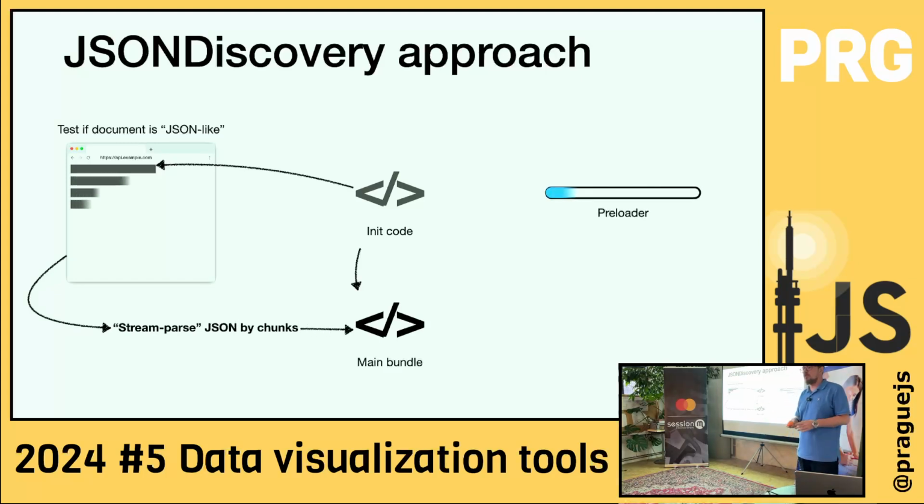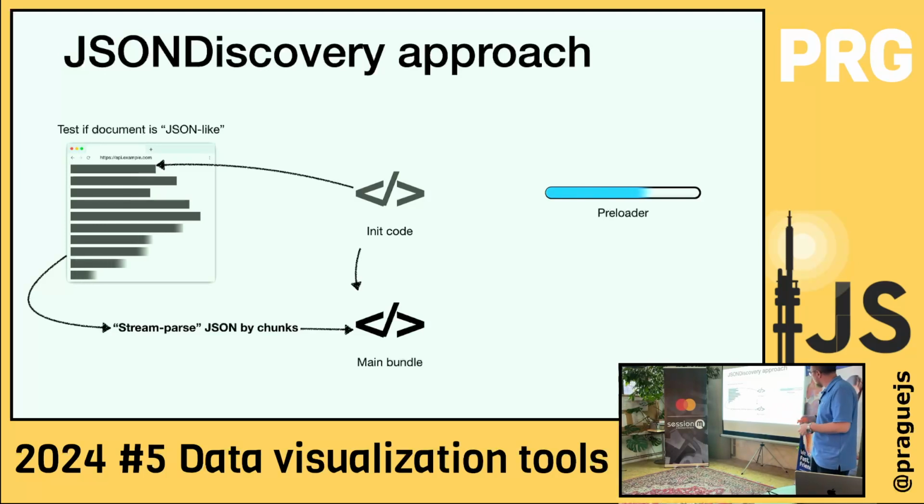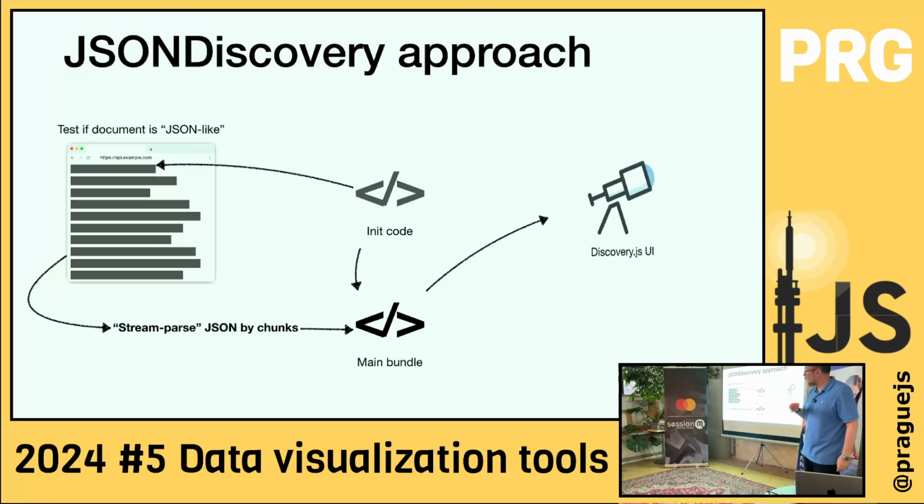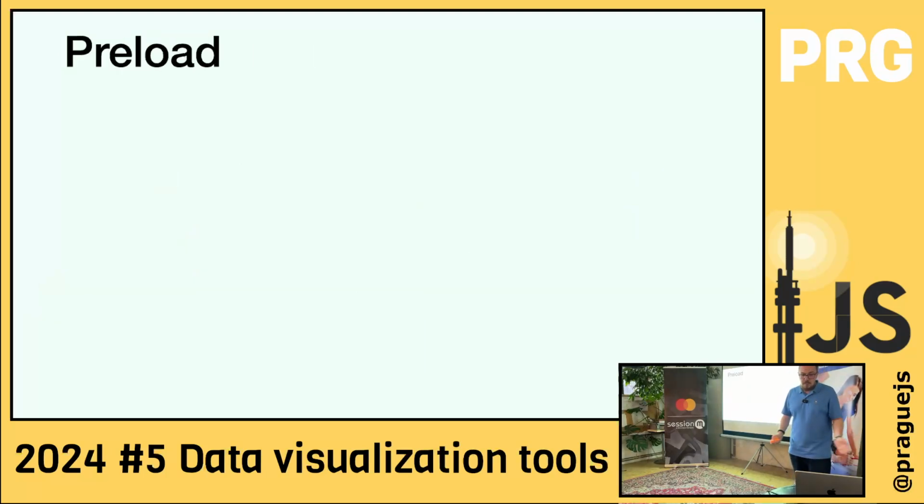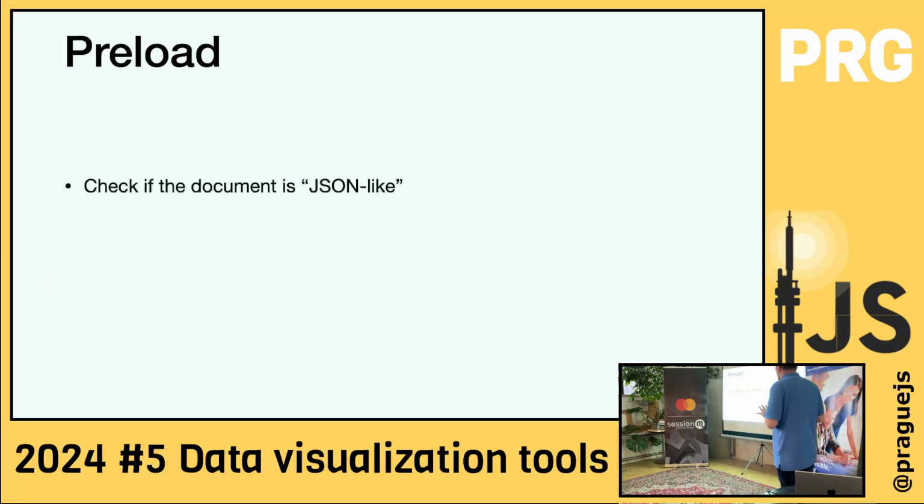Then the document starts loading, and we stream parse it, so we don't wait until the document is fully loaded. Once chunks of data come, we parse them and show the user the preloader, so the user is aware that something is happening and the page is responsive. We're not really hanging. Once loading is done, we show the discovery.js user interface, which I will cover later.